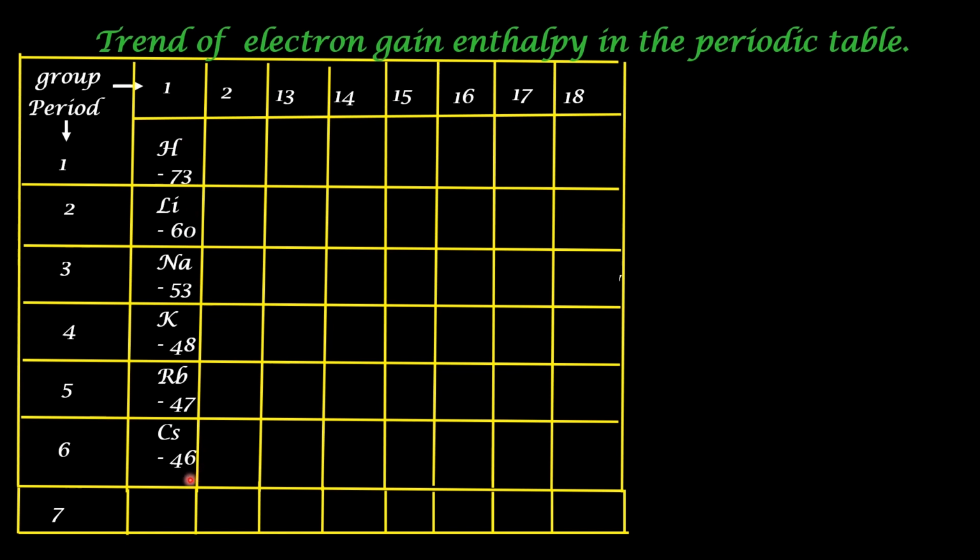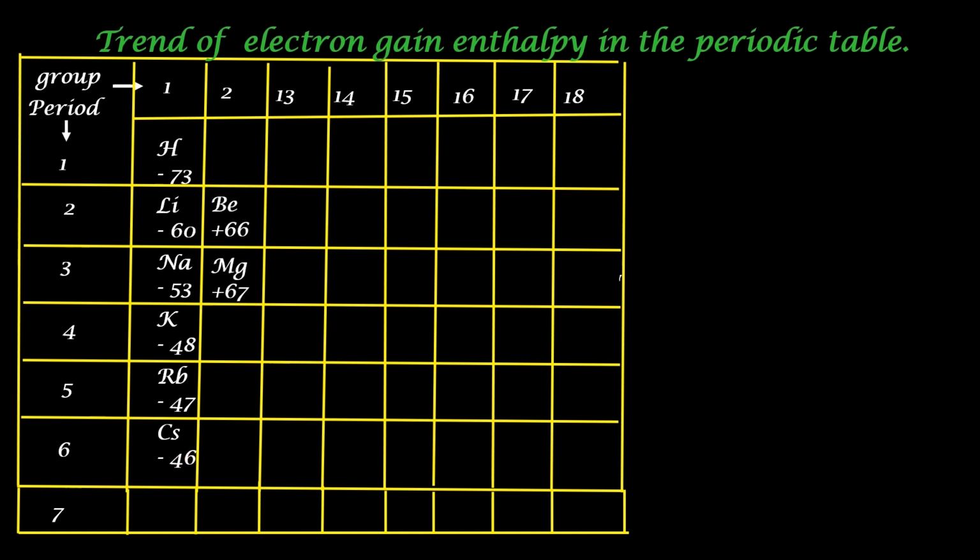In spite of the increase in nuclear charge, due to the large size of the atom, the size of the atom outweighs the nuclear charge. So the electron gain enthalpy of the first group elements goes on decreasing. This is in perfect agreement with the increase in electropositivity down the first group.